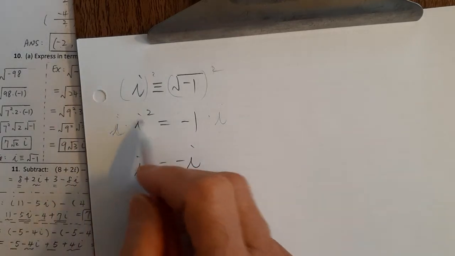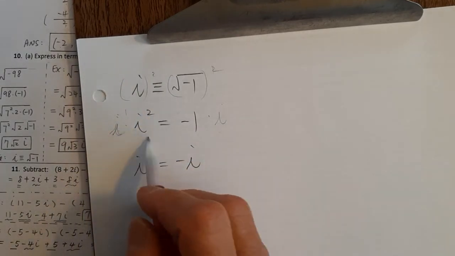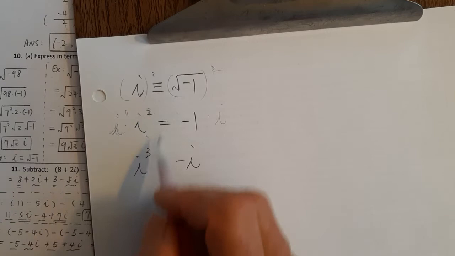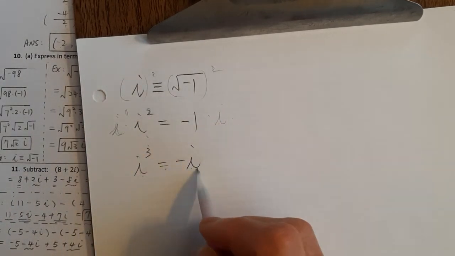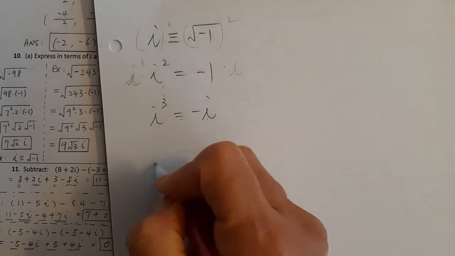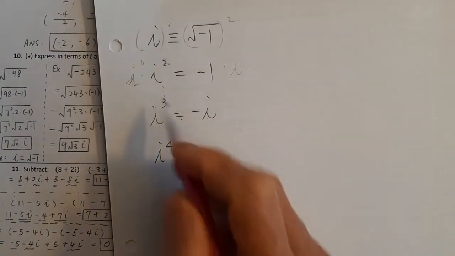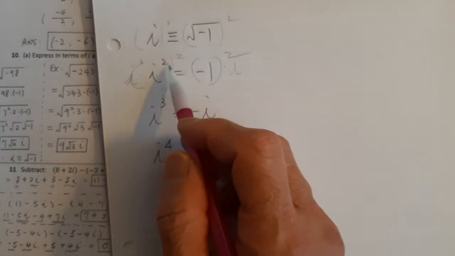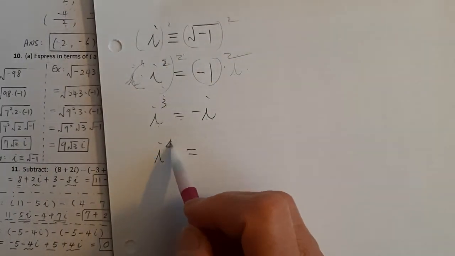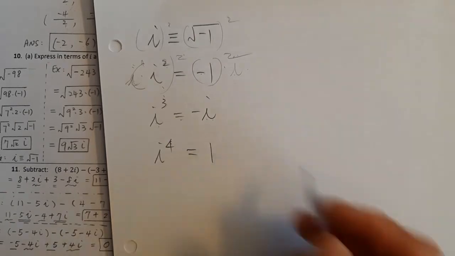This side times I, 1 add 2. Same base is I, exponents add together. So 3, I to the power 3. -1 times I, it's -I. Then I to the power 4 is what? If the I squared, you square it, both sides, 2 times 2 is 4. So I to the power 4, -1 squared is +1.